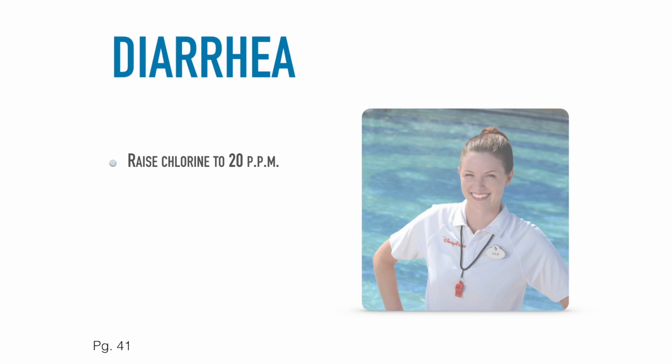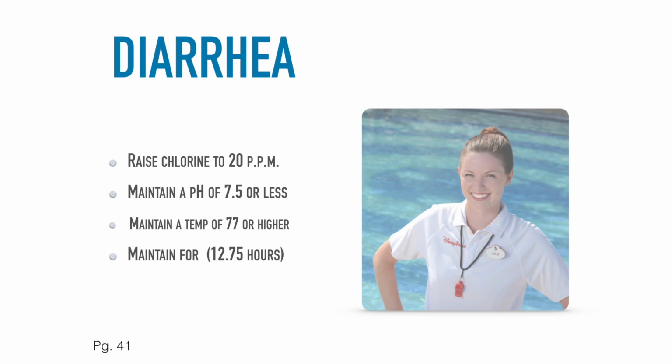million. Raise your chlorine up to 20 parts per million. Then you're going to maintain that pH of 7.5 or less. You're going to maintain a temperature of 77 degrees or higher. And you're going to maintain that level for 12.75 hours. If you need to pause the video and write these down, please do so.